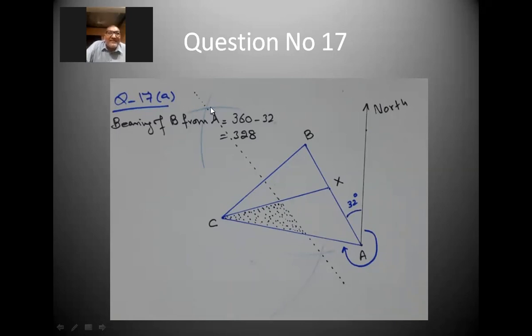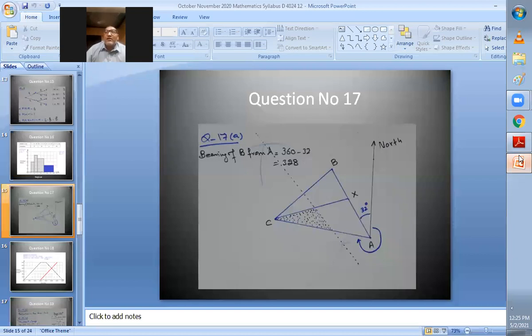Where these two arcs cut, at this point and this point, I join them with this dotted line. If you move on this dotted line, this is the perpendicular bisector of the BC line, so you will always be equidistant from points B and C. I think you understood how I have drawn the perpendicular bisector.